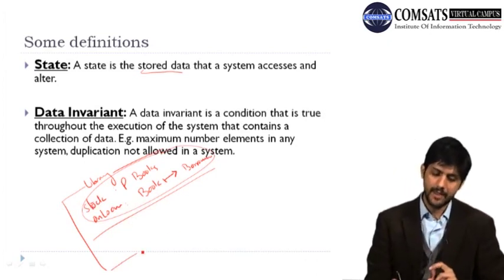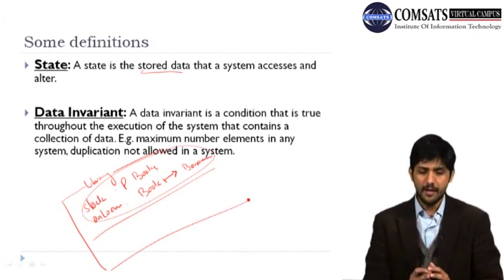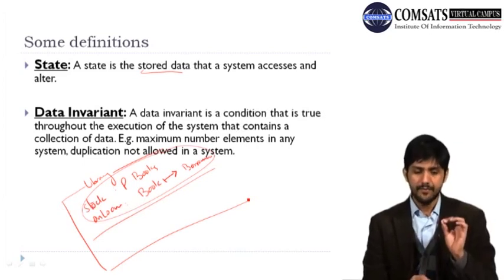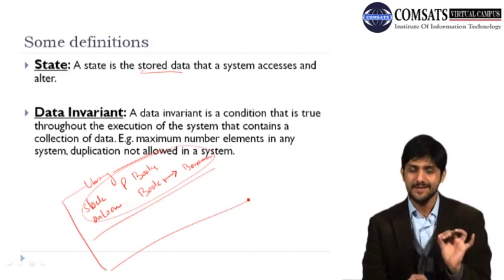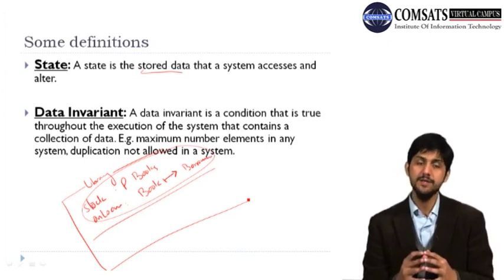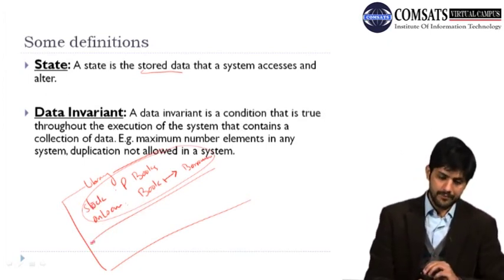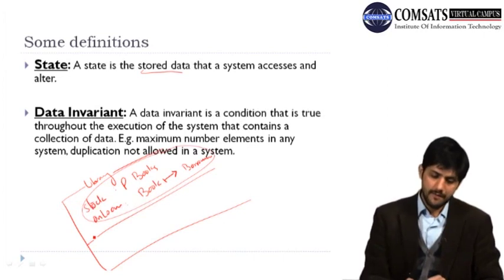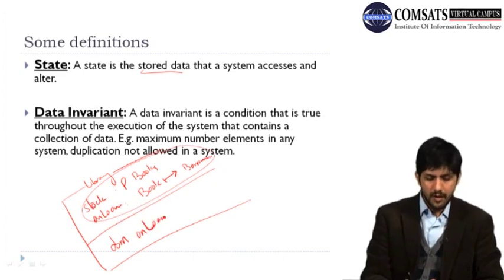The next thing is very interesting and slightly more difficult and tricky. What is a data invariant? So a data invariant is a condition that is true throughout the execution of the system that contains a collection of data. For example, maximum number of elements in any system, duplication not allowed in the system, and these kinds of conditions. So in our library management system, we had one data invariant where we said that the domain of on-loan books is a subset of this set stock.